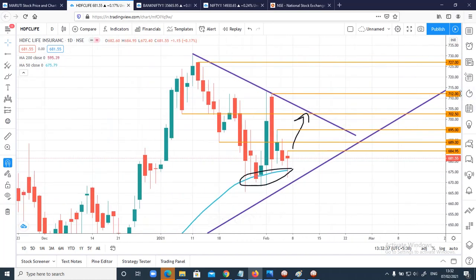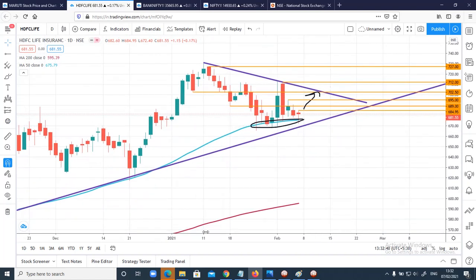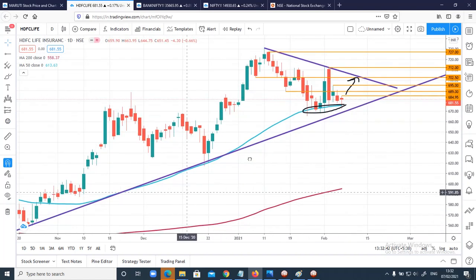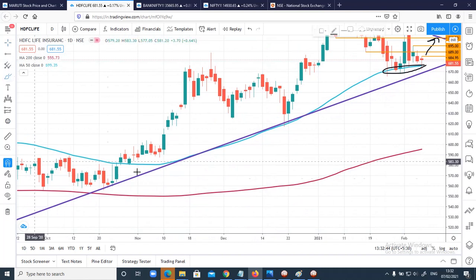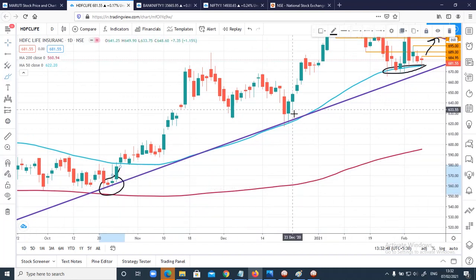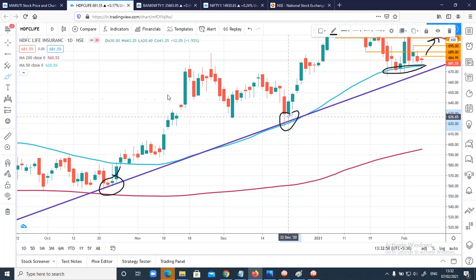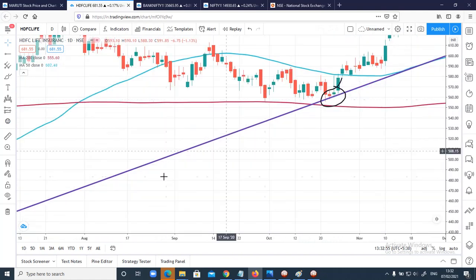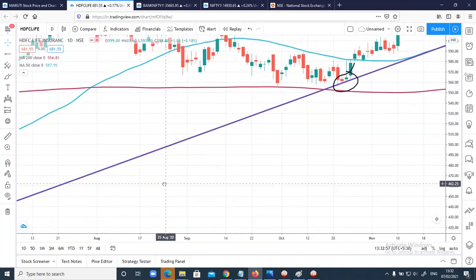The simplest thing I've explained to you in HDFC Life Insurance is the trend line. Whenever it is bouncing from the trend line, you can take a long position. Remember one thing, till the stock is above the trend line, you need not create any short positions. Shorting will be very risky when the trend is up. The best thing is to go with the trend, it will help you make money.